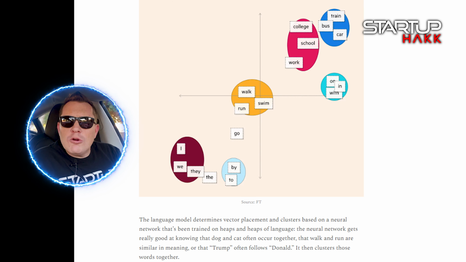Here are other examples of clusters. The language model determines vector placements and clusters based on a neural network that's been trained on heaps and heaps of language. The neural network gets really good at knowing that often dogs and cats occur together, that walk and run are similar in meaning, or that Trump often follows Donald. It then clusters those words together.